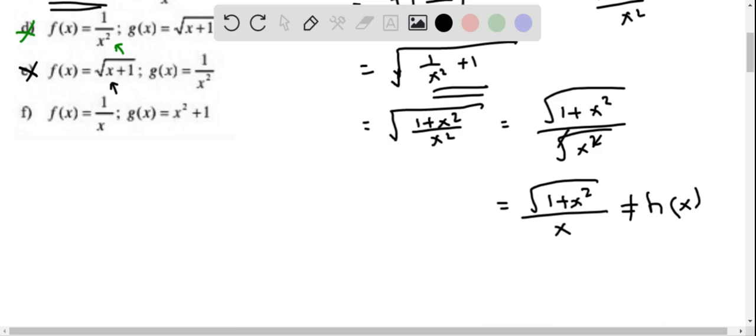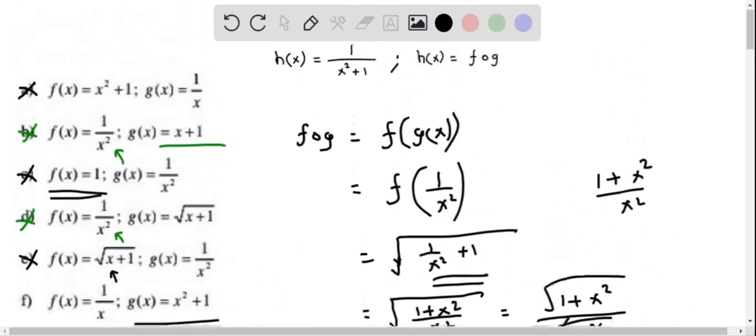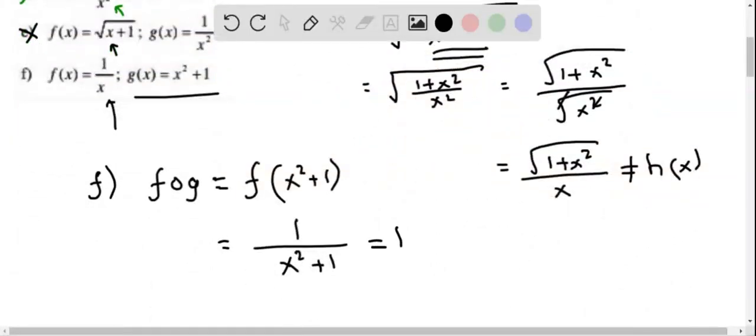And finally, we can come to the conclusion that choice F should be correct. However, let's verify this. So I'm going to find f of g, which equals f of the function g of x, which is x squared plus 1. Now replace x in f of x by x squared plus 1. So this becomes 1 over x squared plus 1. And clearly this equals h of x. So we see that answer choice F is correct.